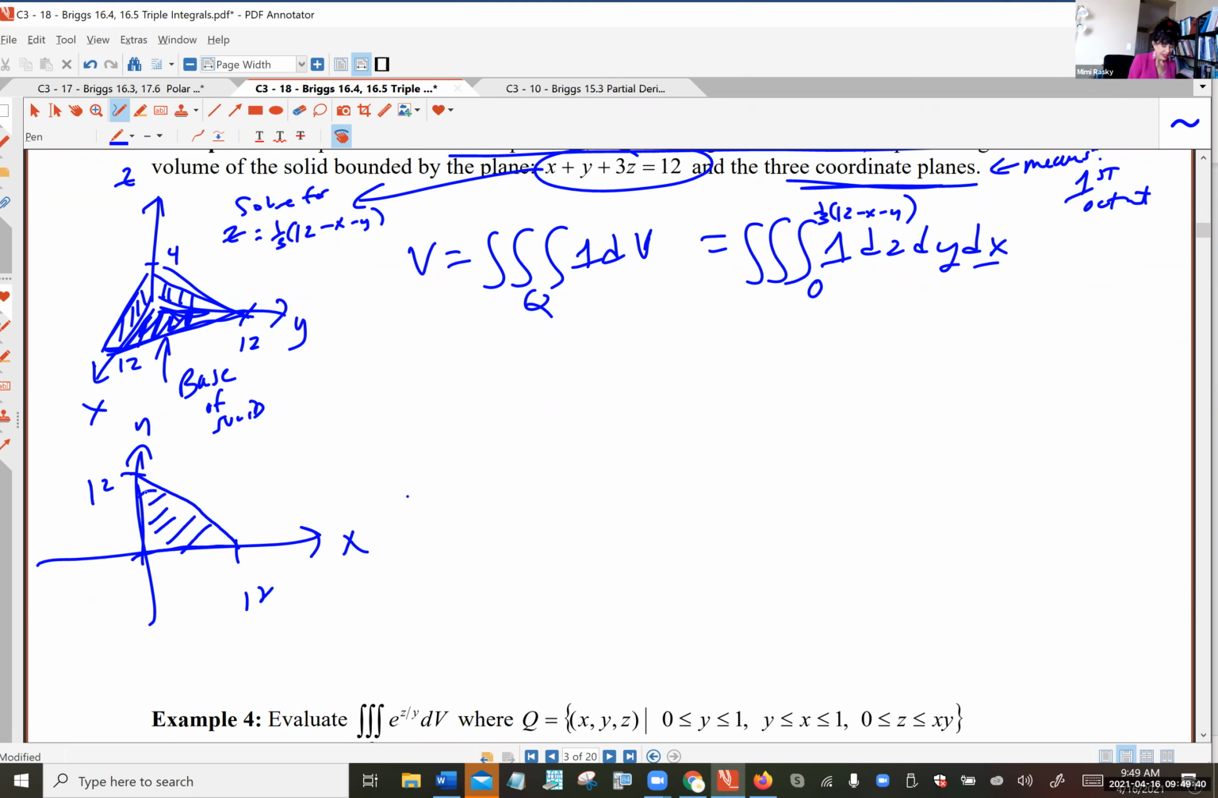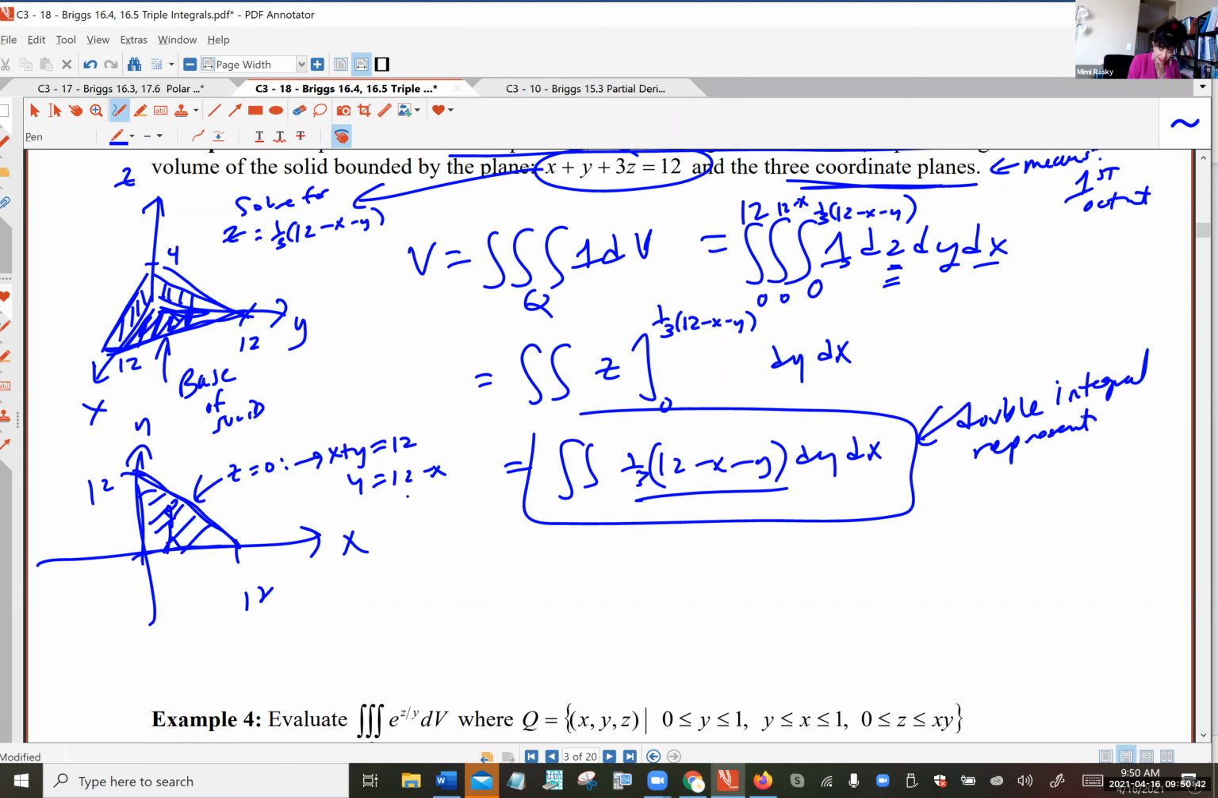If we start integrating with respect to z first, because it's the innermost integral, the integral of 1 with respect to z is just z. Then when you evaluate z at the limits, you get this. Now, folks, this is essentially the double integral representing the volume of the solid. Yes? You want to know where you put the capping surface in the integrand?